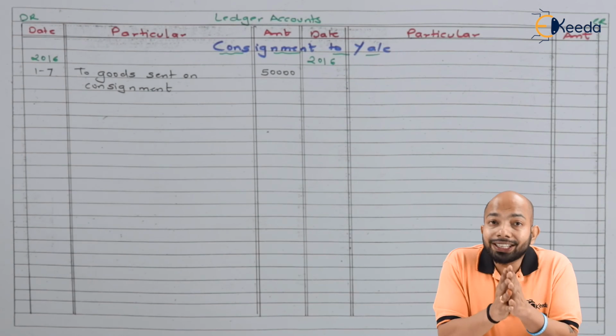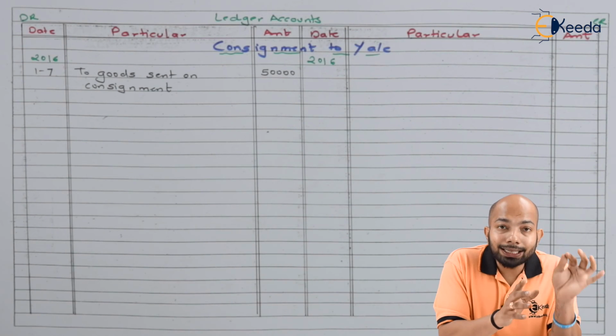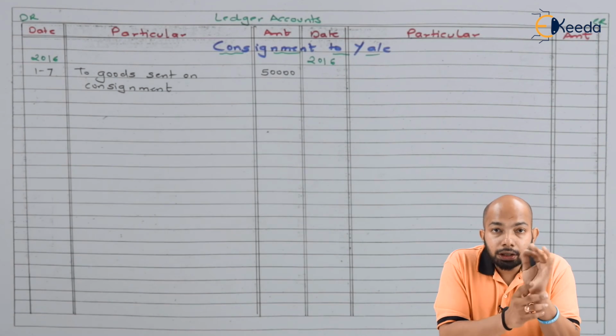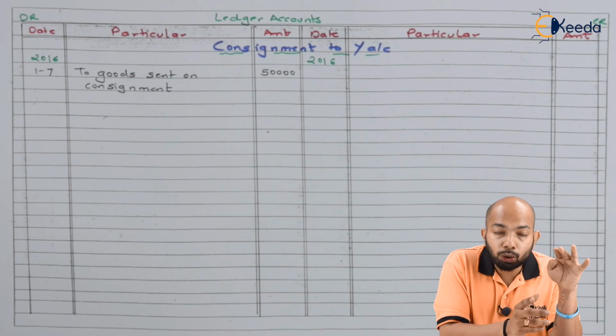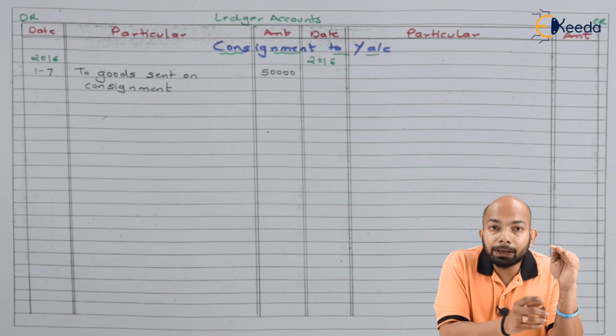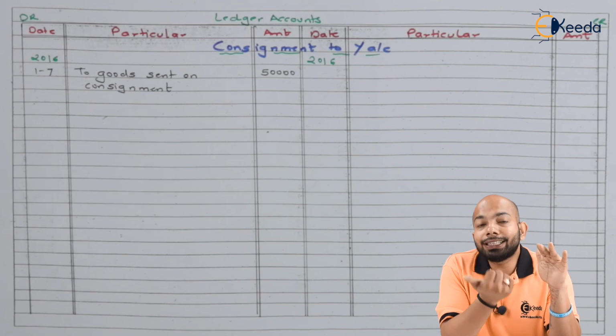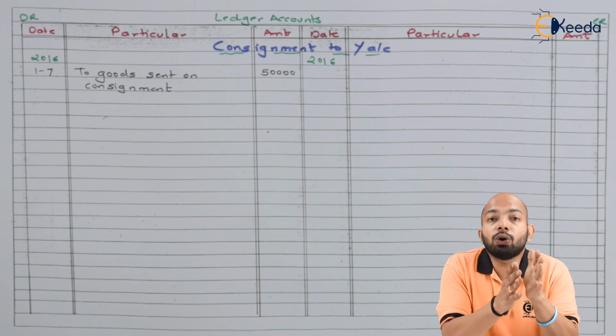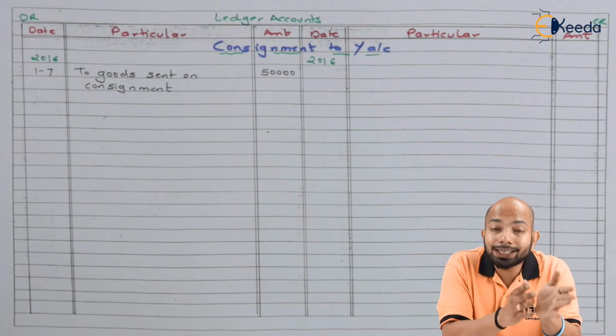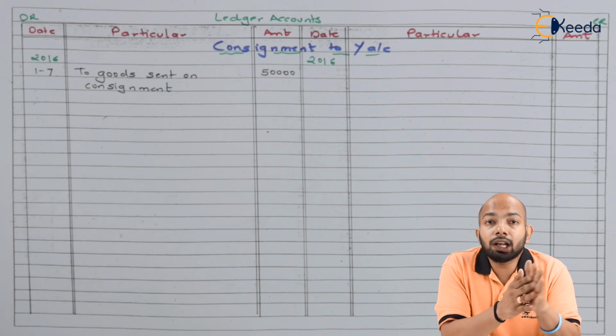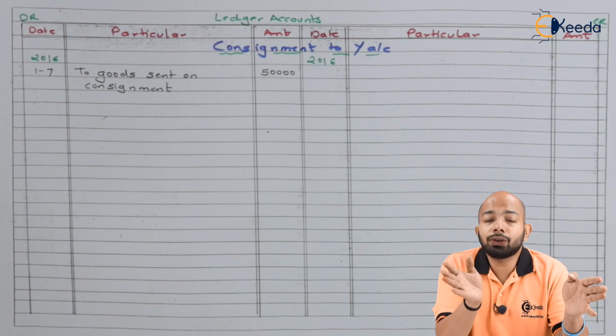Now if you see the first entry that was passed on 1st of July, consignment to Y account debit to goods sent on consignment account. So the consignment to Y account was debited. On the debit side we'll have this specific entry that has been passed. Accordingly we have to go ahead and pass such journal entries so that we can figure out what is there on the debit side and what is there on the credit side.